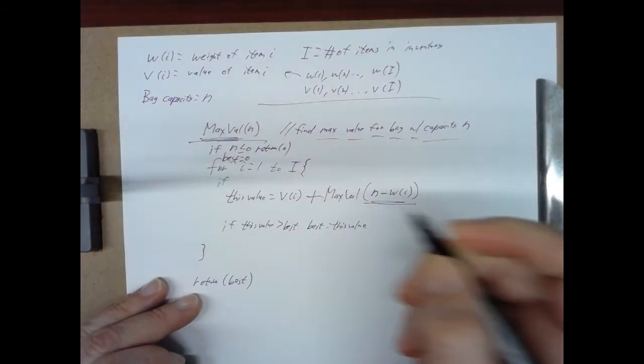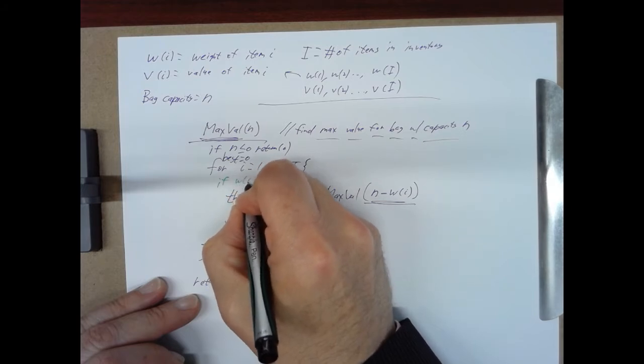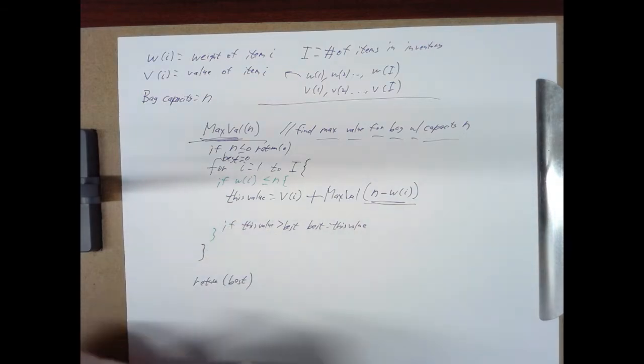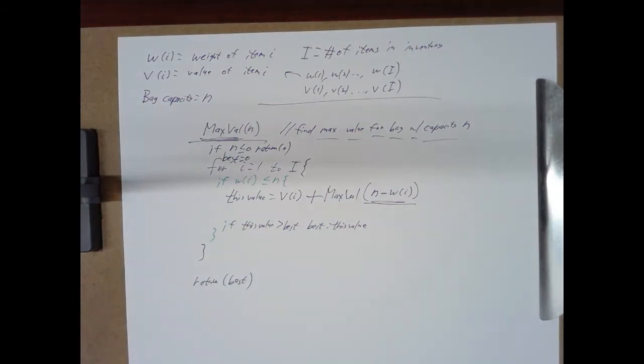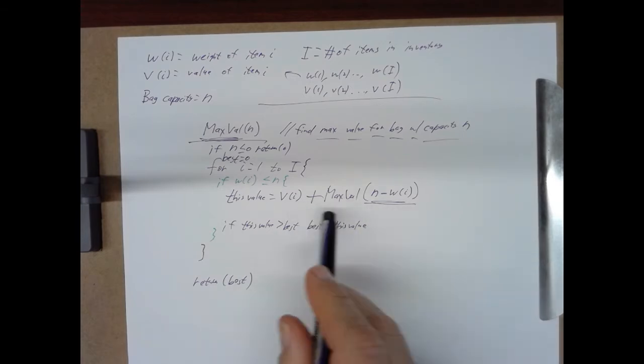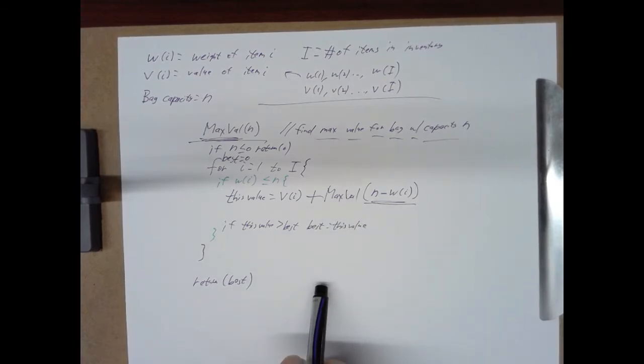So if weight of I is less than or equal to N, then we can do all of this funny business. Other than that, this works perfectly. So loop through all the items in your inventory one by one, take the value of that item, add the MaxVal from a bag whose capacity is diminished by the weight of that item, find the largest resulting value. That's the maximum value you can get from your original bag. And it's deeply recursive, just like all of this.